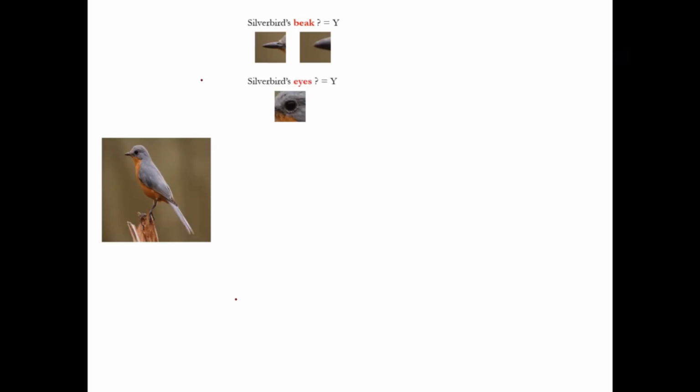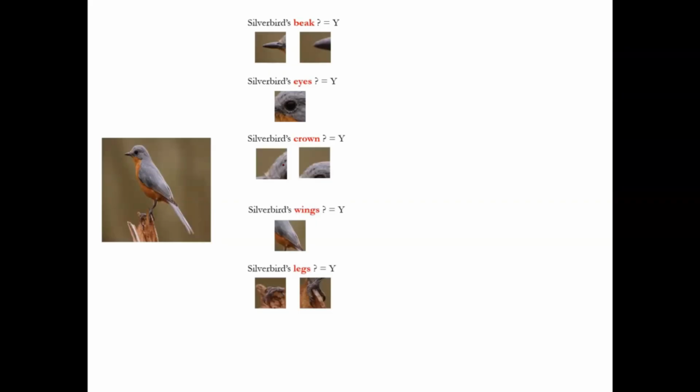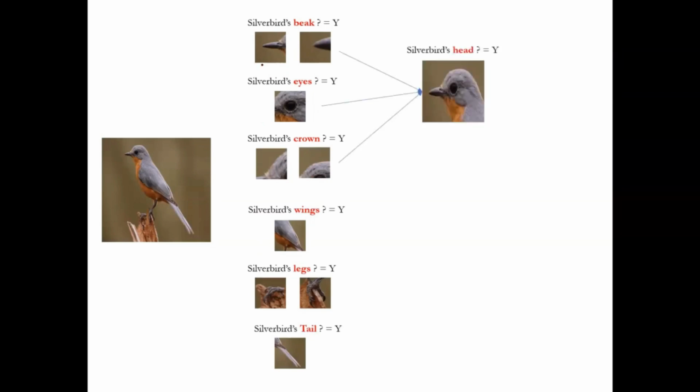Now it will check whether this portion represents the eye of the silver bird, and these portions represent the crown, and the wings, and the legs and the tail. Like this, these are the lower level features they will identify first. Now they will combine these lower level features and learn some higher level features.